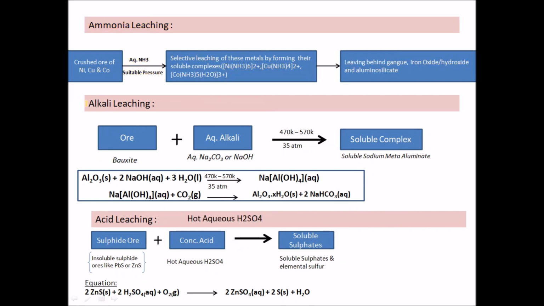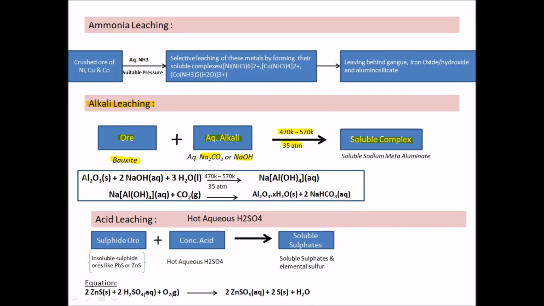Let us go into the third type of leaching, which is called alkali leaching. Now in alkali leaching, we are going to take the concentrated ore and mix it with an alkali. What is the meaning of an alkali? Alkali is a substance which can be sodium carbonate or sodium hydroxide, and aqueous stands for a substance dissolved in water. So when the ore is mixed with aqueous alkali at a particular temperature and pressure, it forms a soluble complex. Now let's take an example of the aluminium ore, which is bauxite, Al2O3.